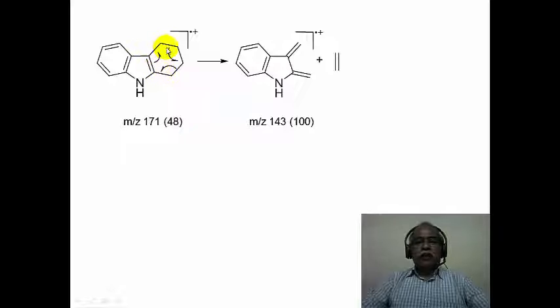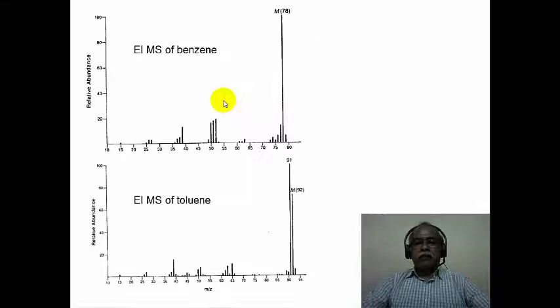If you look at this particular ring, this is a cyclohexene ring, so it undergoes a retro-Diels-Alder reaction. In fact, the base peak in this particular compound's electron impact ionization mass spectrum is the peak at 143, with the loss of 28 units of mass corresponding to ethylene. So if you add 28 plus 143, you will get 171. It is a simple fragmentation pattern. It is a retro-Diels-Alder fragmentation pattern that we are considering here.